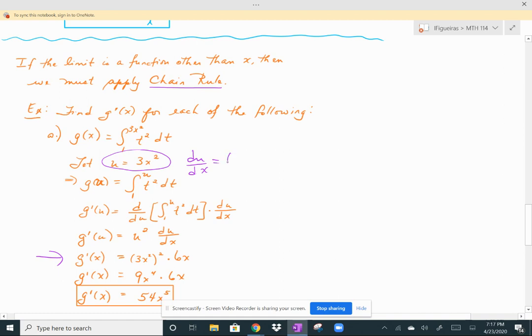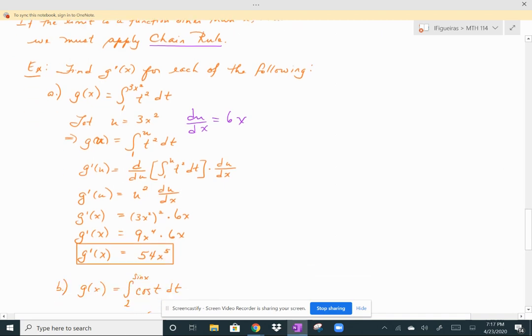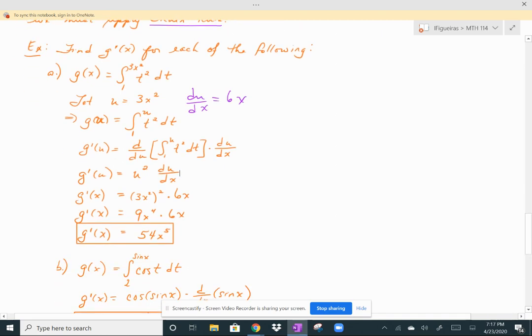So du dx is 6x. So here I have that g prime of x is 3x squared, squared. In other words, the u gets replaced and du dx is 6x. Then the rest of it is just a little bit of algebra. When you square 3x squared, you get 9x to the fourth times 6x. And when you multiply 9x to the fourth and 6x, you get 54x to the fifth.